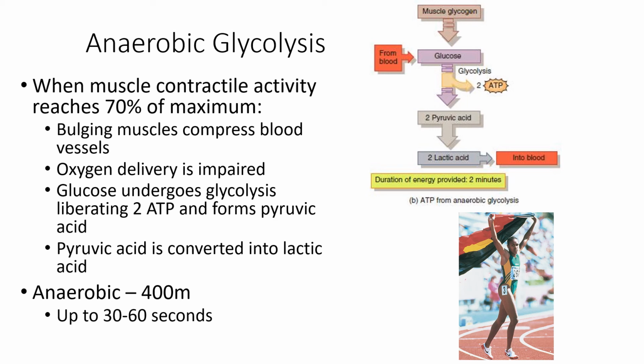The lactic acid diffuses into the bloodstream, is picked up and used as fuel by the liver, kidneys, and heart, and is later converted back to pyruvic acid by the liver. Anaerobic glycolysis is used for mid-range activity, so lasts up to 30 to 60 seconds and is in events such as the 400 meters.